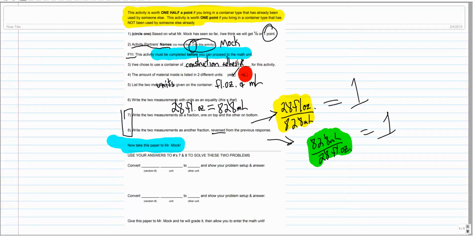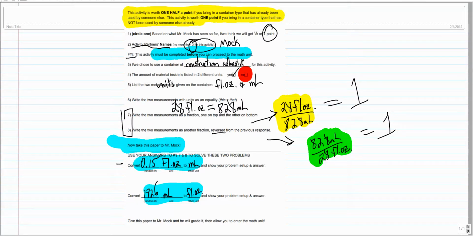Okay, so once you get this far, you bring this paper to me, and I make up two random numbers. So I might pick 0.15 fluid ounces, and I'm going to have you switch that to milliliters. And then I might pick, I don't know, 172.6 milliliters, and you're going to switch that to fluid ounces. So after you bring the paper to me and I write this stuff right here, then you solve these two problems, and then once I grade it, you get your point, and you can move on to the math unit.